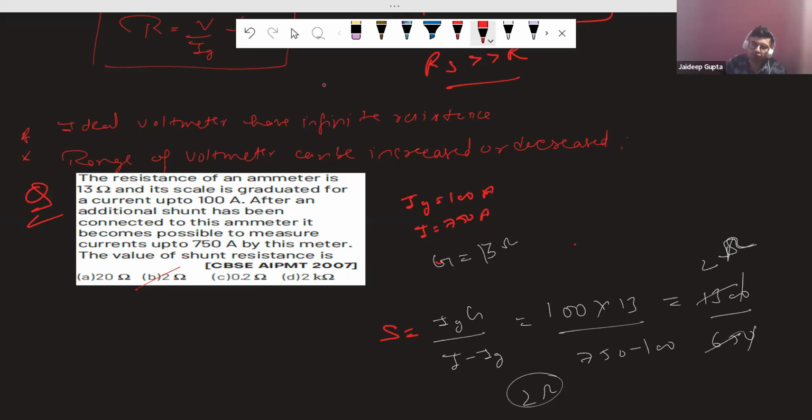Good. Shaifullah, what is the force between two current carrying conductors having currents I1, I2, and the distance between them is R? What is the formula, Shaifullah? Mu zero by 2 pi into I1 I2 by R. Force per unit length.